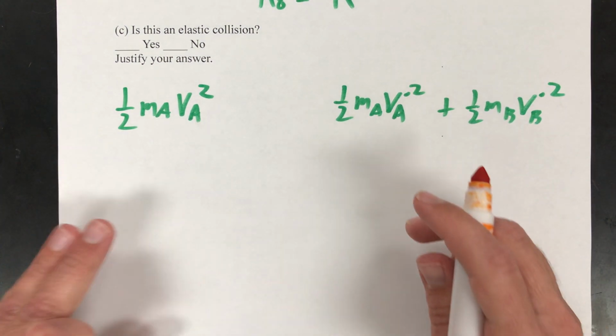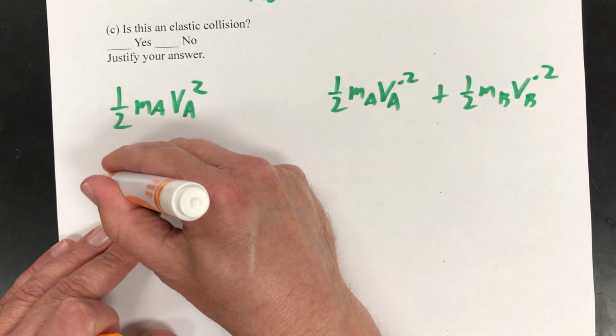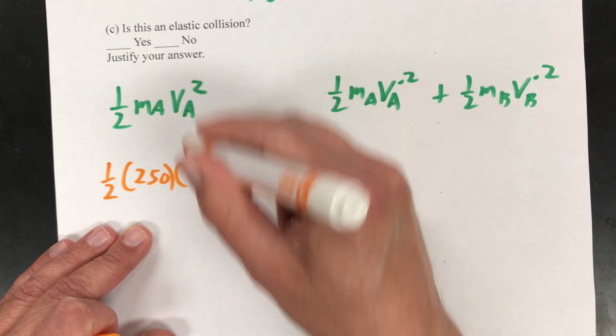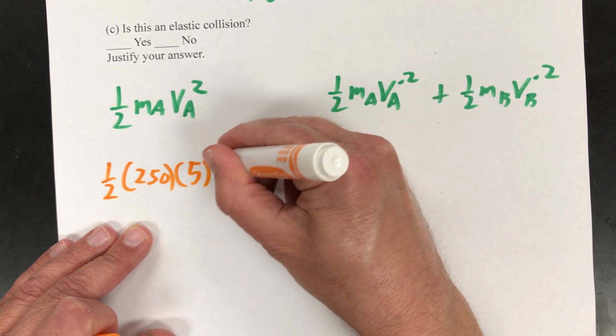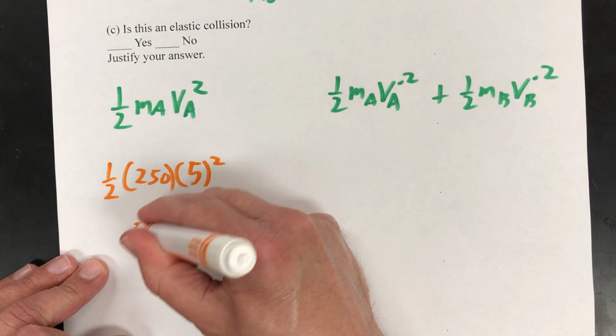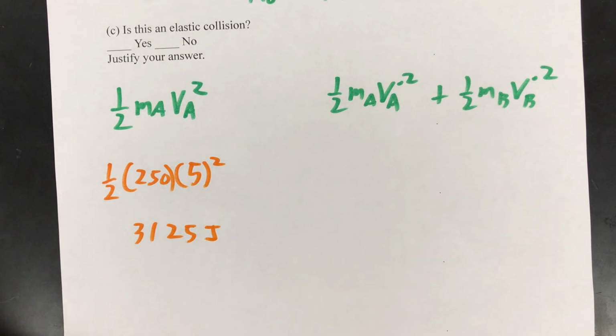So let's do the initial one first. That's easy enough. We'll plug in for each of these numbers: 1/2 times the mass of A, which is 250, times A's velocity before the collision, which is 5 again, not 2. Working out that math, we get 3,125 joules of energy before the collision.